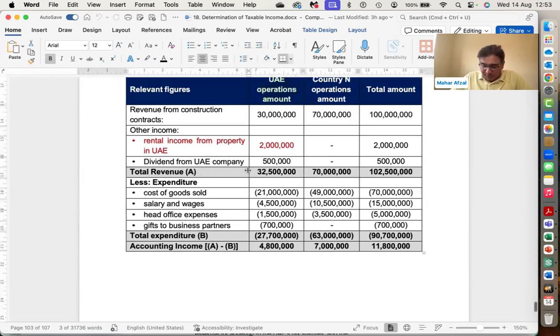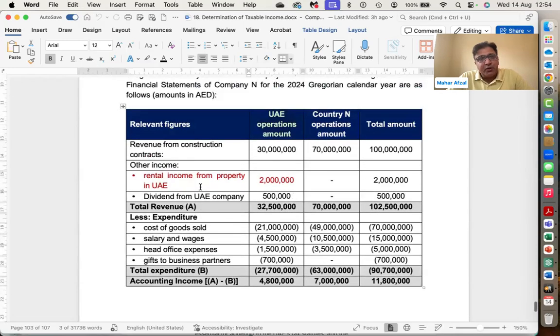Dividend from the UAE company should not be subject to tax because this is an exempt income. 5 million. Then rental income from property in the UAE. This branch, that is a very important concept. I have highlighted it here as well.